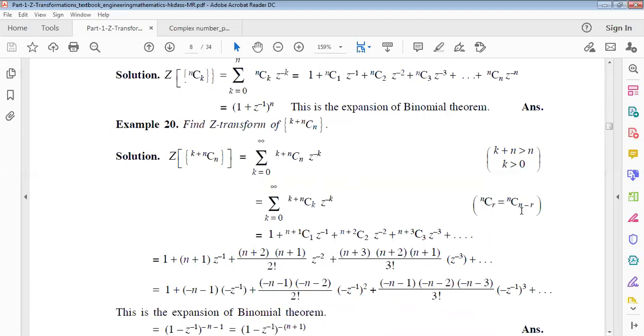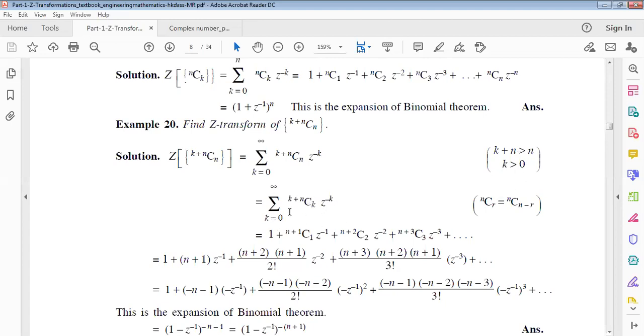nCr can be written as nC(n−r). That means the difference between k+n and n is only k. So the difference of k+n and n will be only k. This is why this can be written like this, using this one. After putting 0 to infinity, k is greater than 0, this is why 0 to infinity.